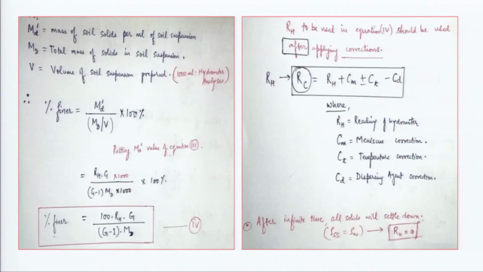Let MD dash be the mass of the soil solids per ml of soil suspension, which we have taken here already, and capital MD here, see here capital D, is the total mass of soil solids in the soil suspension, that is, the soil suspension is of 1 liter.